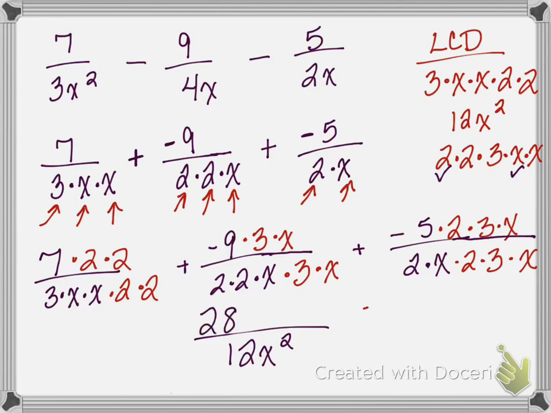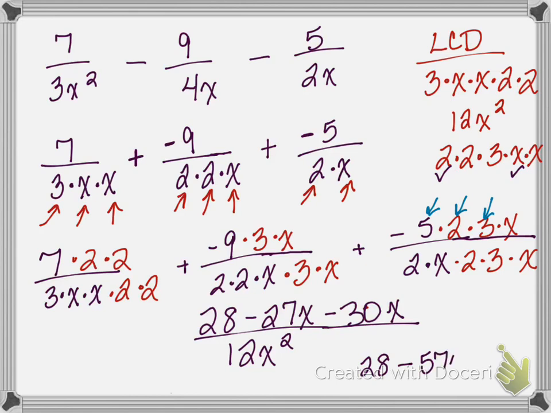Negative 9 times 3 is negative 27, and then that's times x, so I have minus 27x. My last one, I've got things kind of all over the place here. Oh, no, I don't. I'm sorry. Negative 2 times positive 2 times positive 3 is negative 30, and that is over x. Now, what's negative 27 minus 30x? Negative 57x. So my final answer here is going to be 28 minus 57x over 12x squared.